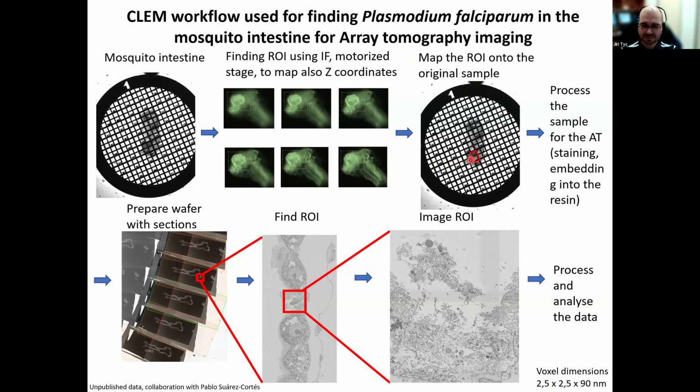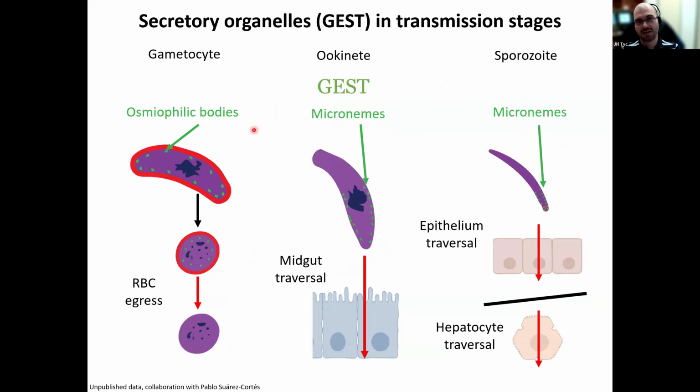So we first collect the sections. On the sections, you actually find your parasite. And there, this is actually the Plasmodium falciparum inside of the mosquito gut. So what Pablo does, he actually has a knockdown of a protein that is part of the excretory organelles of the Plasmodium. And the excretory organelles are used by the parasite to traverse through the host tissue. So there are different kinds of organelles in different stages.